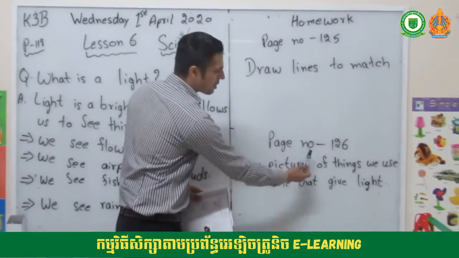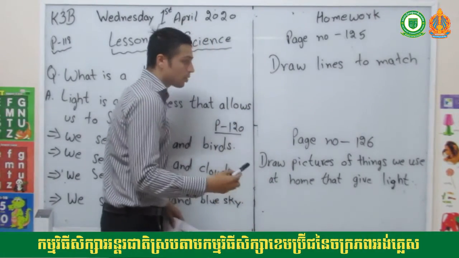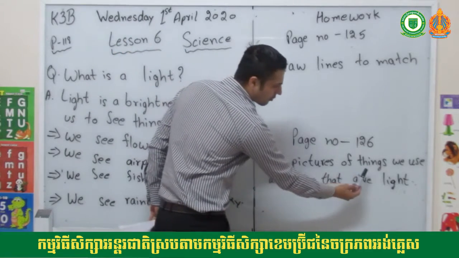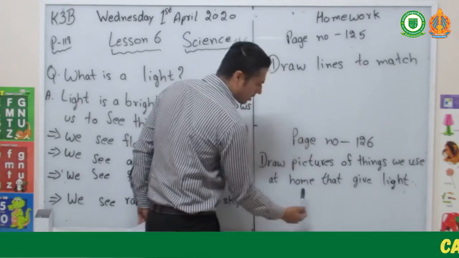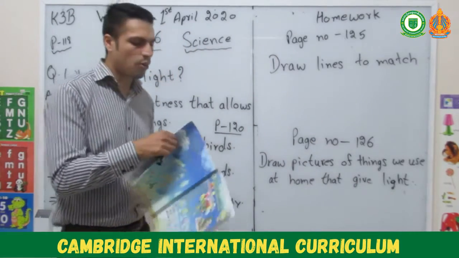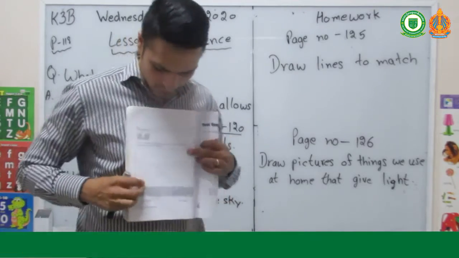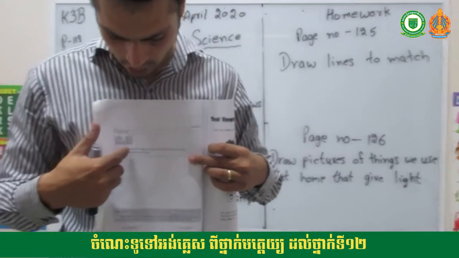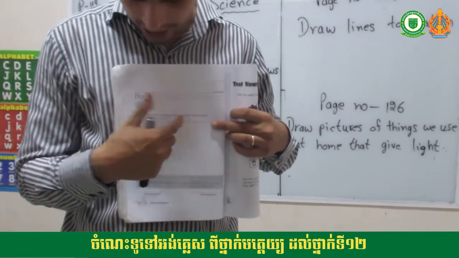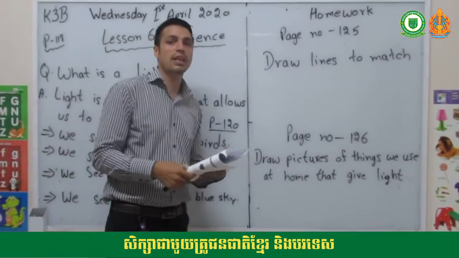Your next homework is on page number 126, the next page. Draw pictures of things we use at home that give light. So now you need to draw pictures. I want you to draw a light bulb.